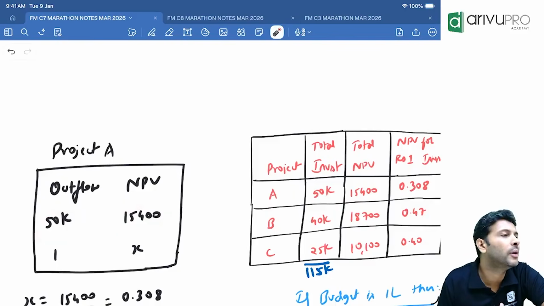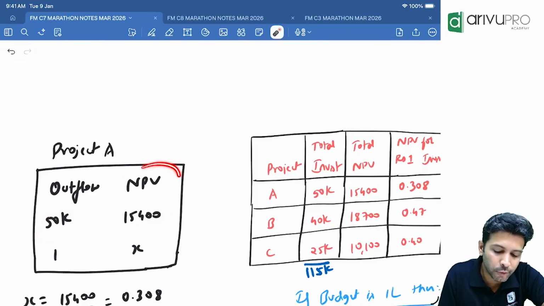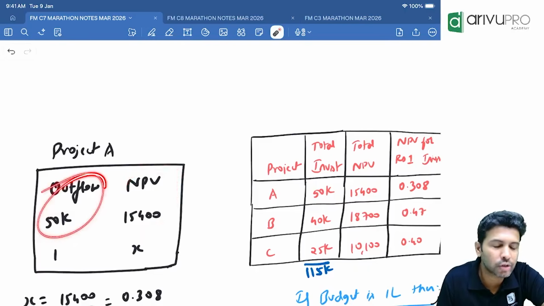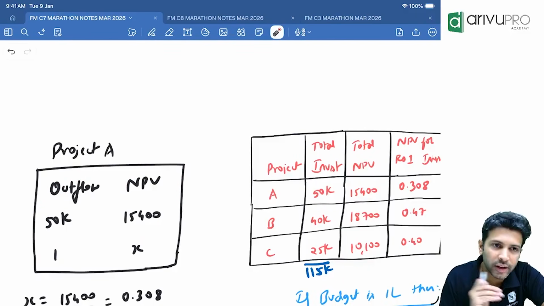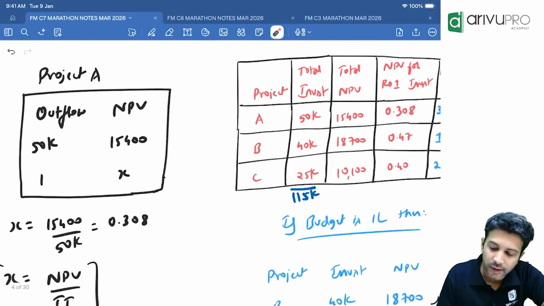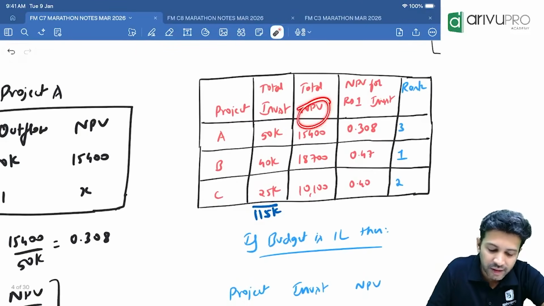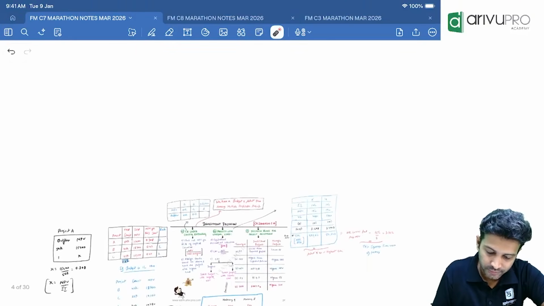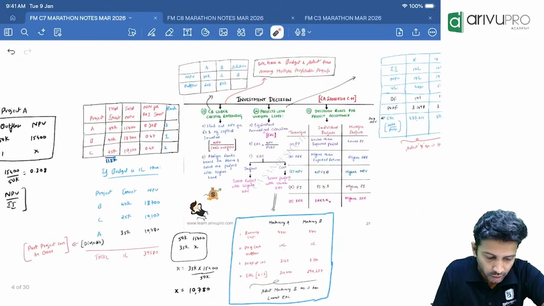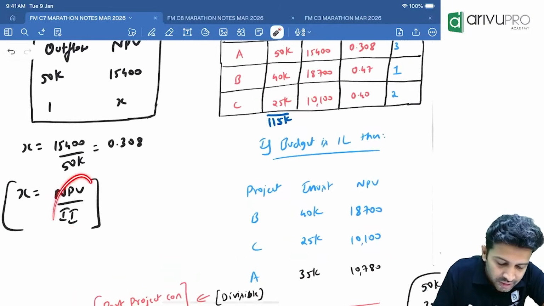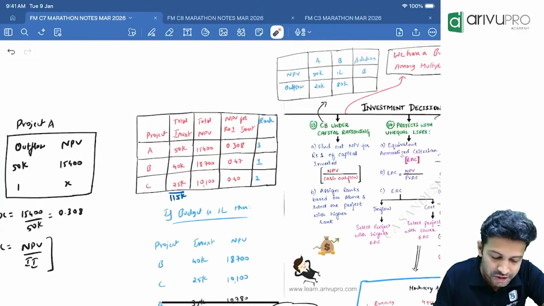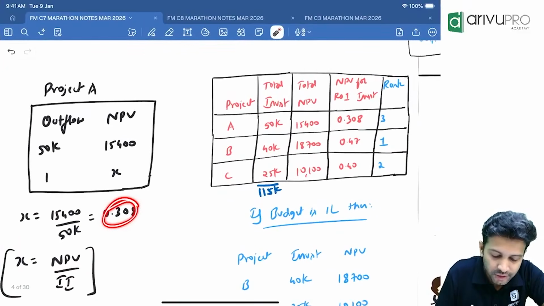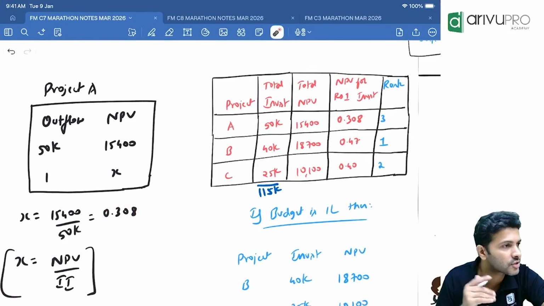So that means what is the formula for this? 15,400 is what? NPV. 50,000 is what? Outflow. That means if you want to express it in one line of formula, it will be NPV divided by initial investment. So if you do that, how much did you get? 0.308. Done? First try to do this.